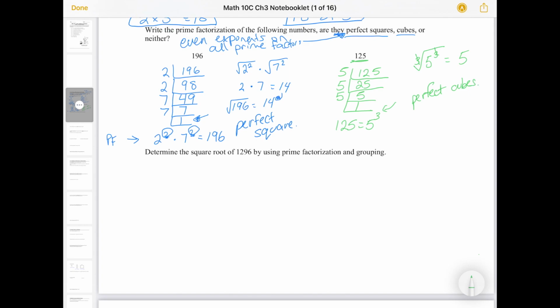And to be a perfect cube, we need exponents on all prime factors, PF, to be a multiple of 3. So it could be 3, 6, 9, etc., but it needs to be a multiple of 3.